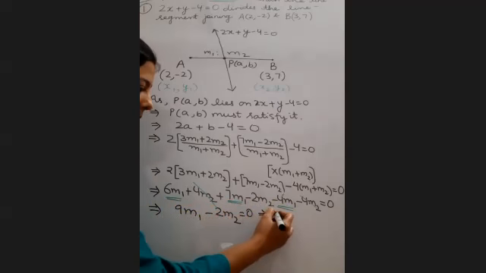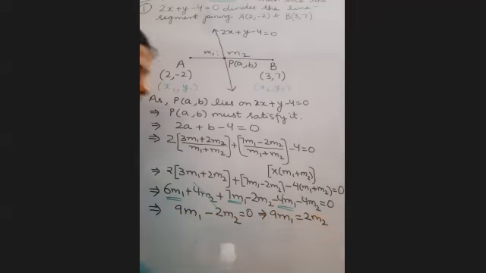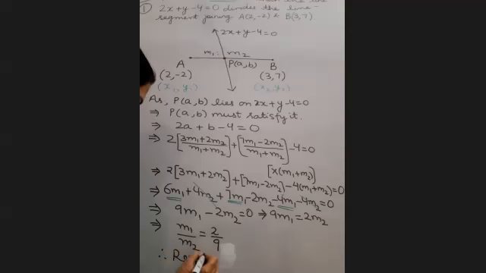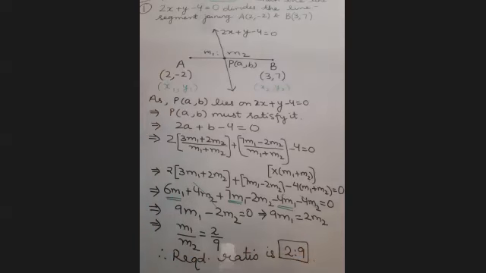So 9m1 minus 2m2 is equal to 0, which means 9m1 is equal to 2m2. And that means m1 upon m2 is equal to 2 by 9. So what is the ratio? 2:9. Therefore, the required ratio is 2:9. Clear?